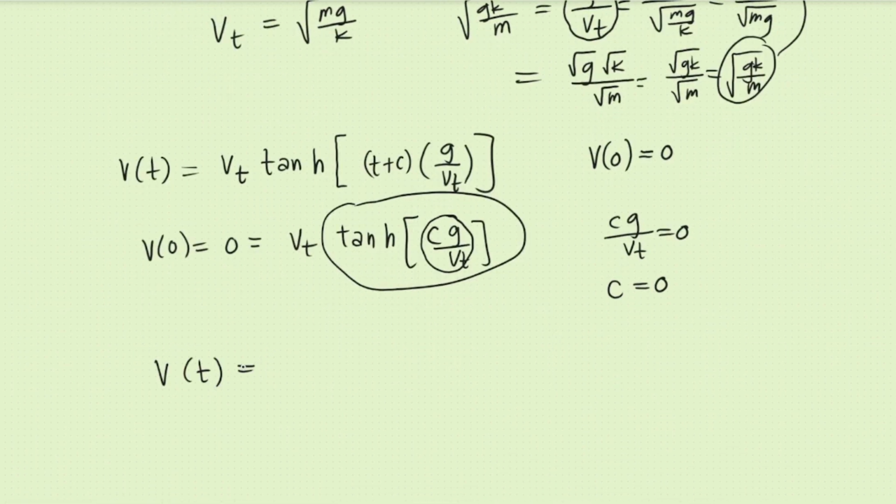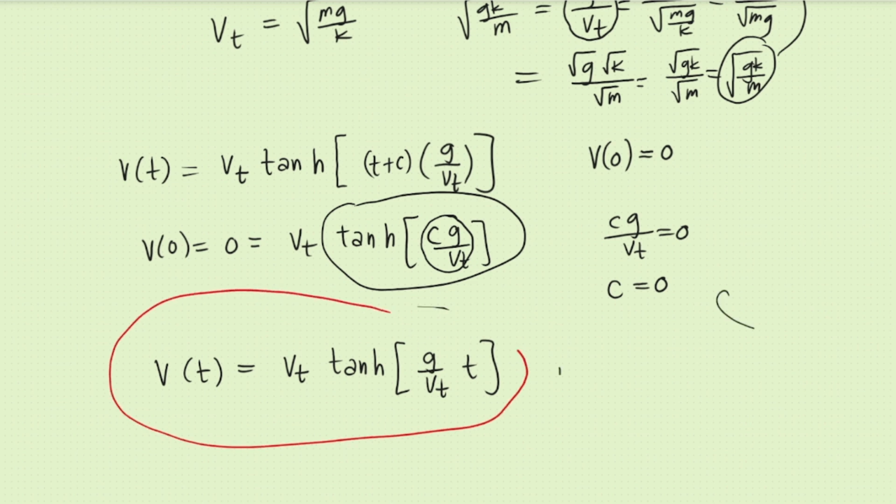So the answer now for our v of t after a long derivation is the terminal velocity times the hyperbolic tangent of g over vt times t. So this is now our final answer. v of t is just equal to the terminal velocity times the hyperbolic tangent of g over terminal velocity times t.